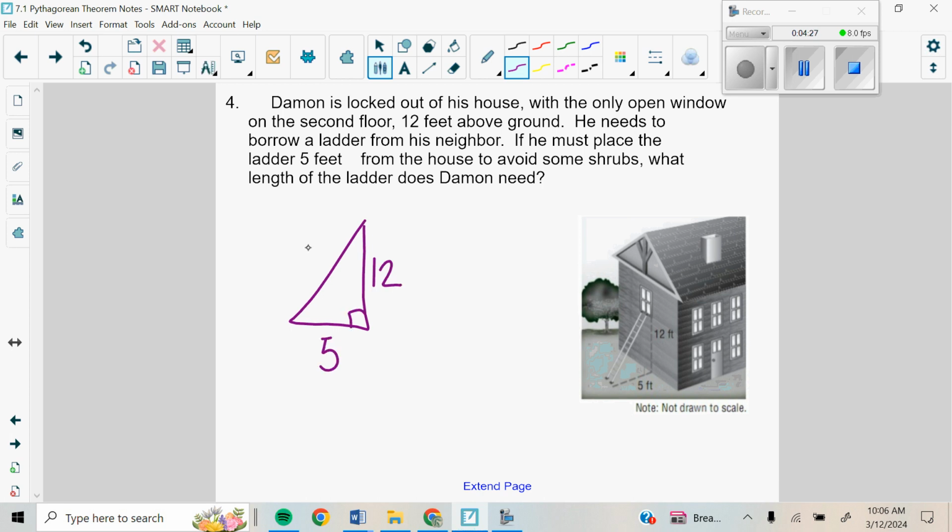So we again are solving for our hypotenuse. So 5 squared plus 12 squared equals x squared.